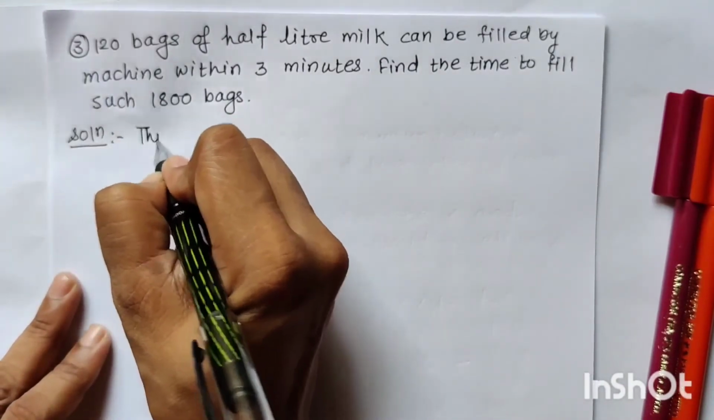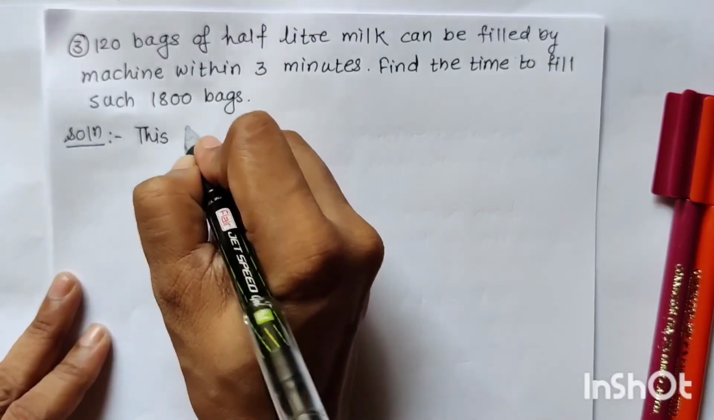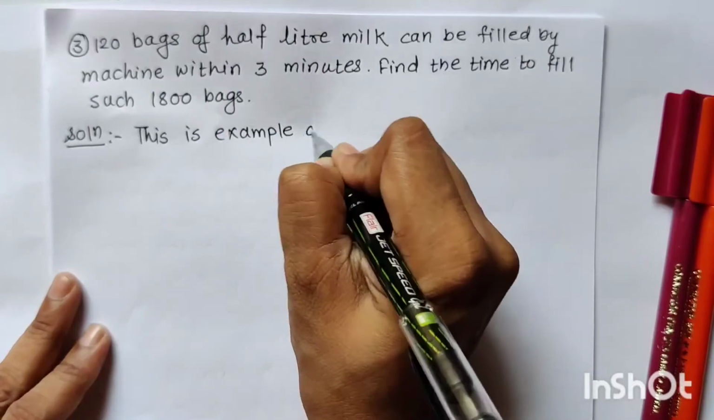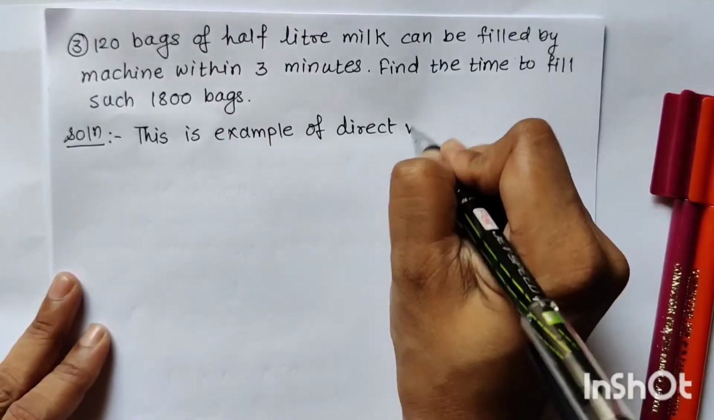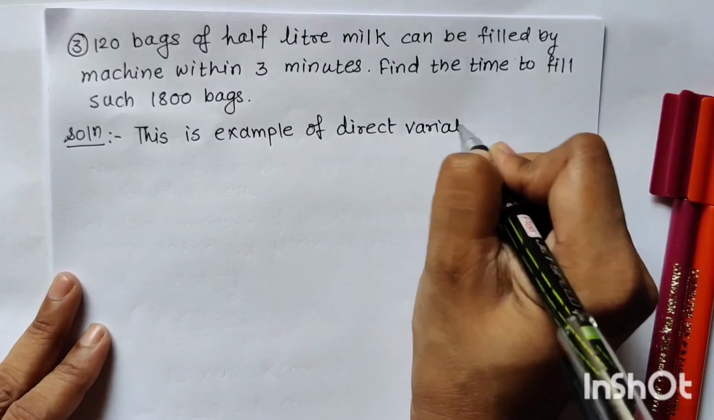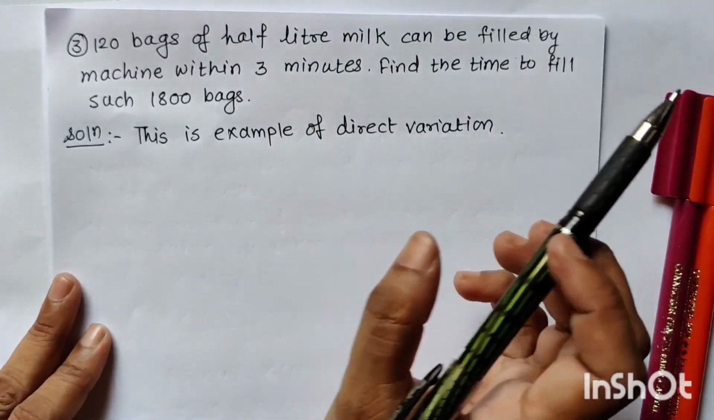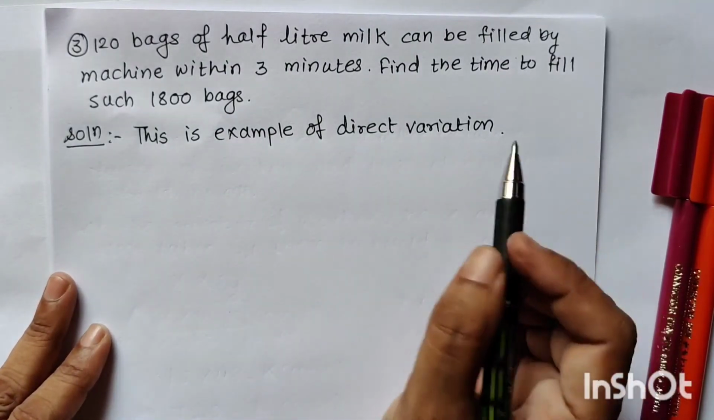This is an example of direct variation. You can directly start from this. Or you can write like this: there is a direct variation between the number of bags and the time taken to fill them. Okay, so this is an example of direct variation.